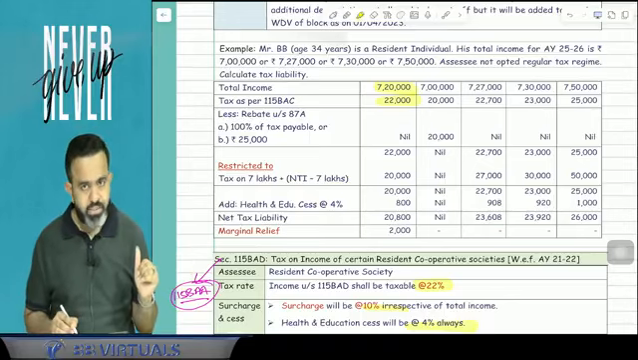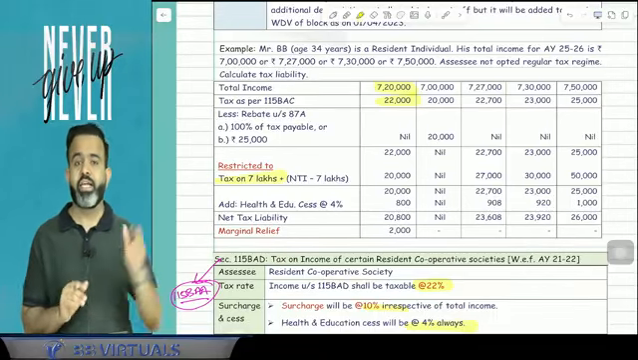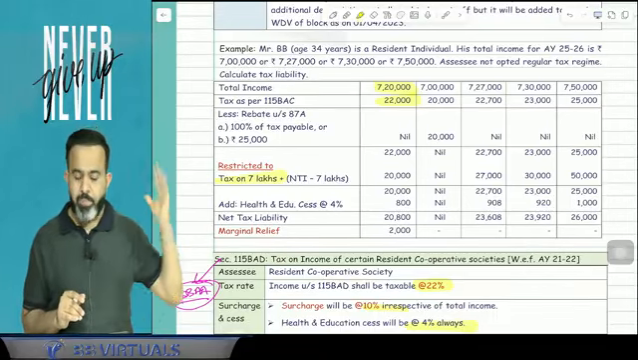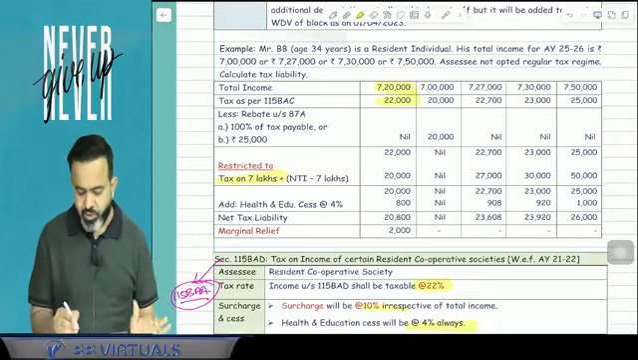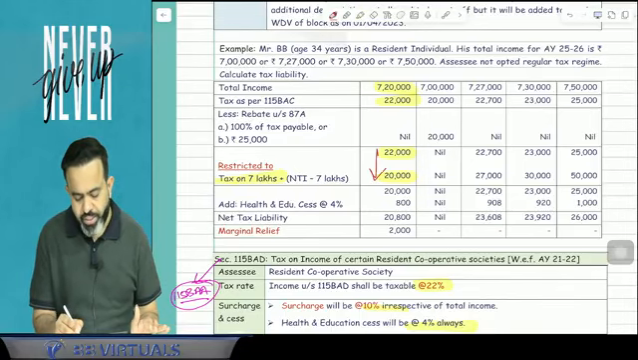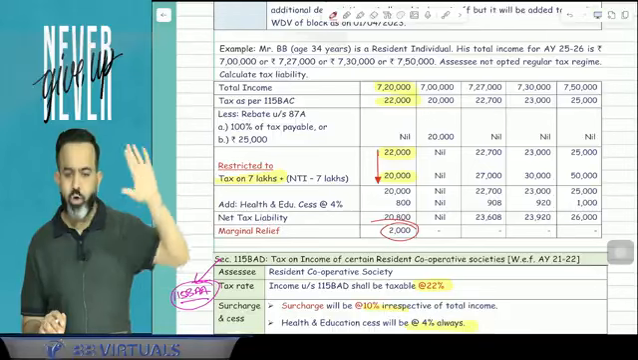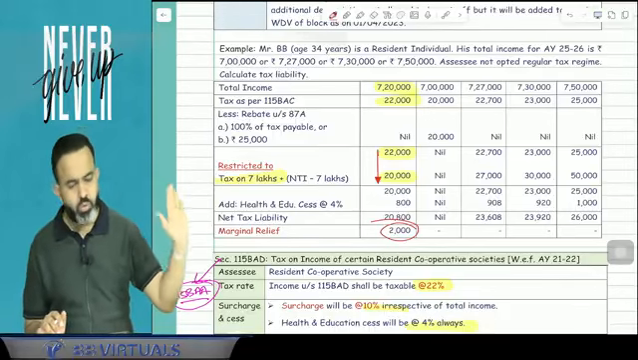How will you calculate the marginal relief? Whatever the tax on 7 lakh, if your income is only up to 7 lakh, then tax is nil, plus NTI minus 7 lakh, which is 20,000. So whichever is lower, you have to continue. So automatically you will get marginal relief of rupees 2,000. So if you check all these 5 examples, then you will be able to understand.